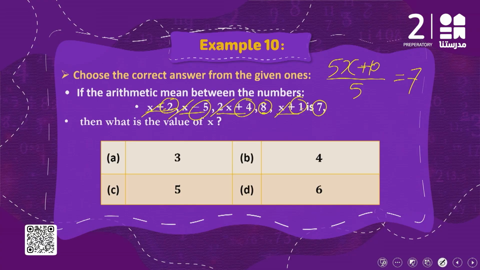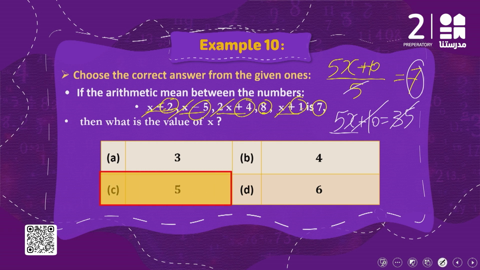by the way. Now to solve an equation like this one, let's multiply by 5 to cancel out this over 5. So now we have 5x plus 10 equals, what's 7 times 5? This is 35. Let's take out 10. This one will be 25. 25 divided by 5 is 5 at the end. This is the value of x.